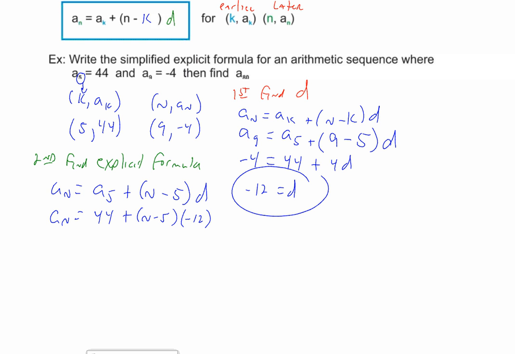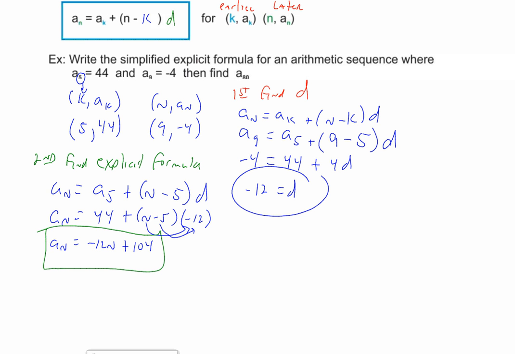All right, so let me pause here. Don't want to lose you. See if we can finish this thing out. If you multiply all this out, you end up with negative 12n right here. When you also distribute the negative 5 times the negative 12, you get positive 60, and you add that to the 44. So that's 104, and that's the explicit formula. So a sub n equals negative 12n plus 104.